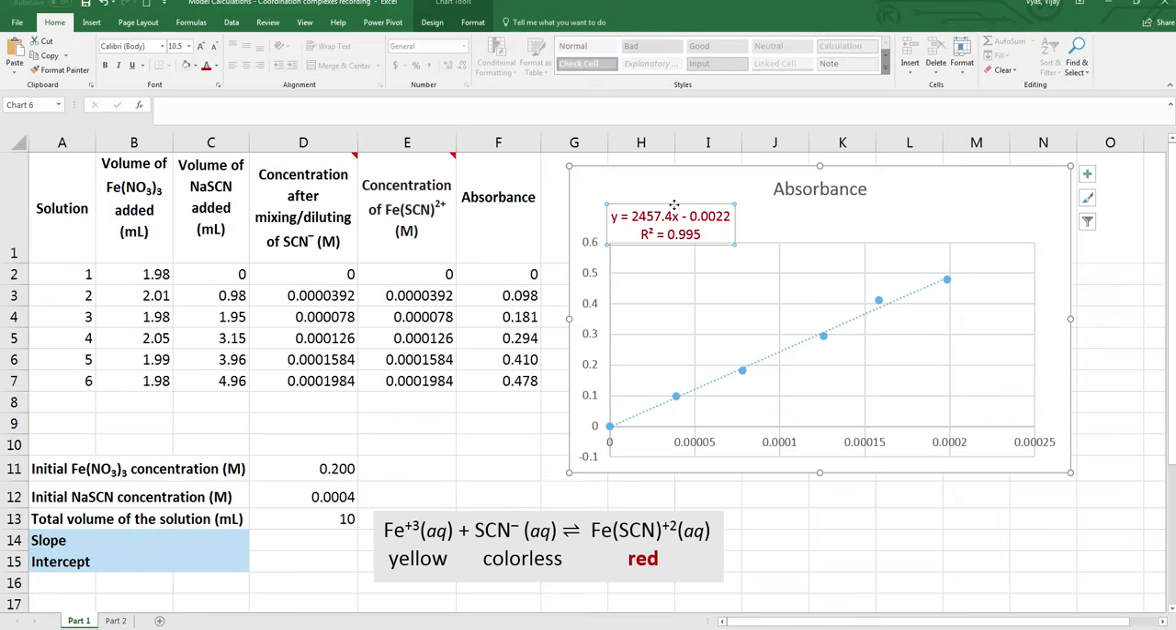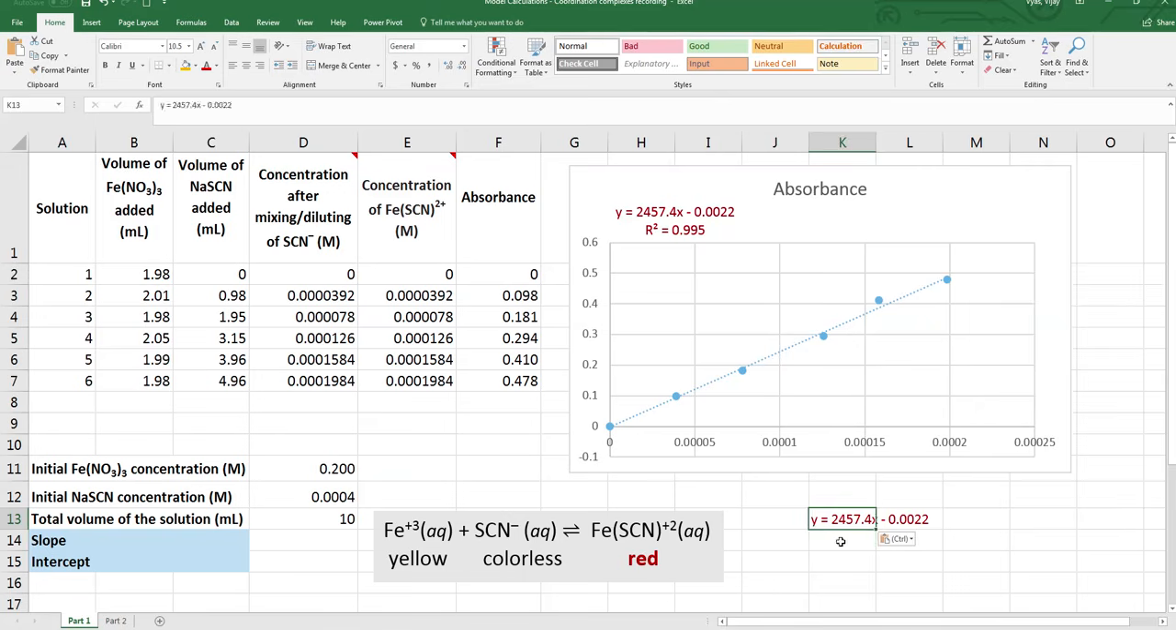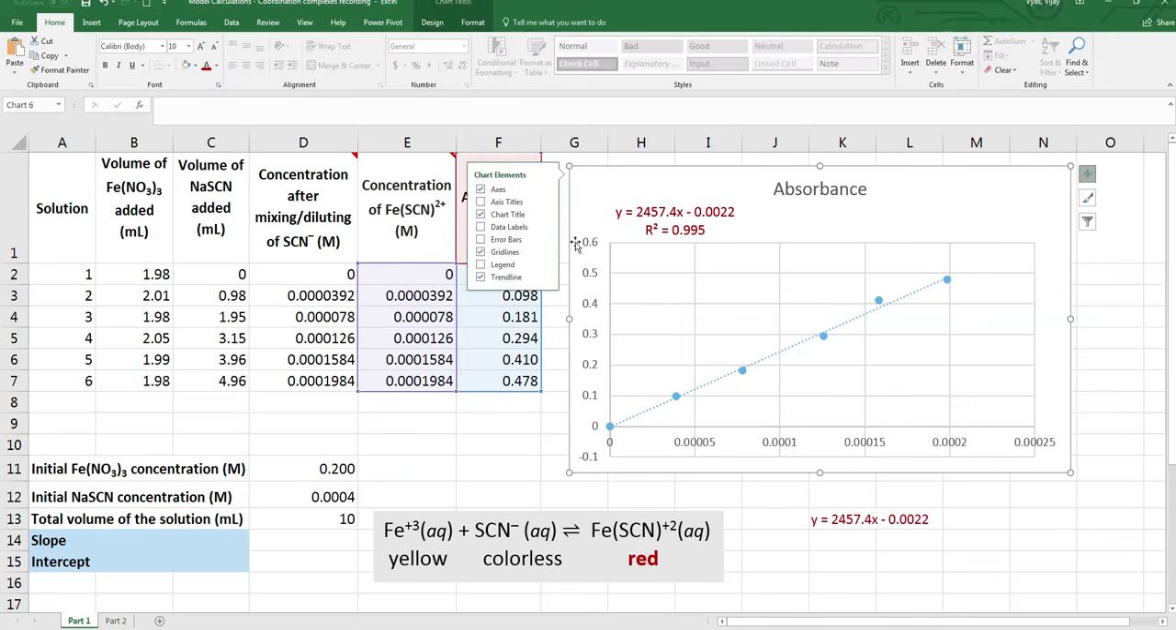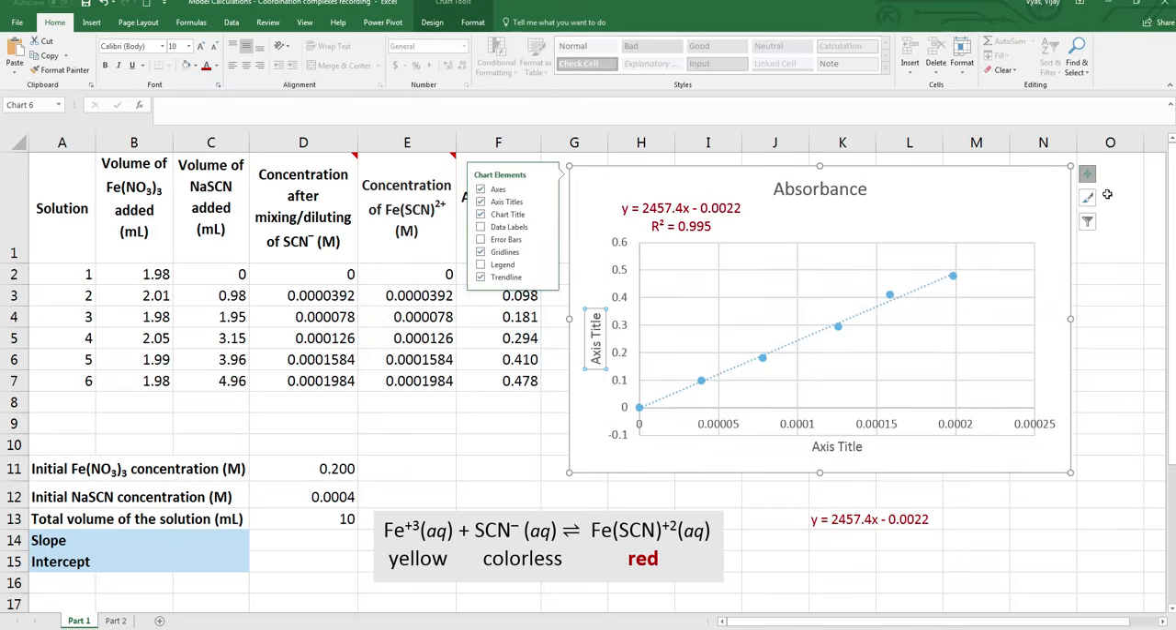All right. So this is the equation that we will be using. And this is the equation that gives you the relationship between absorbance and concentration of iron thiocyanate. So let's paste it somewhere here. All right, so let's put it in terms of absorbance. So Y is all your absorbance values, and what you can do here is you can put the axis titles from here. Just say axis titles, and that allows you to type your absorbance here and iron thiocyanate concentration here.